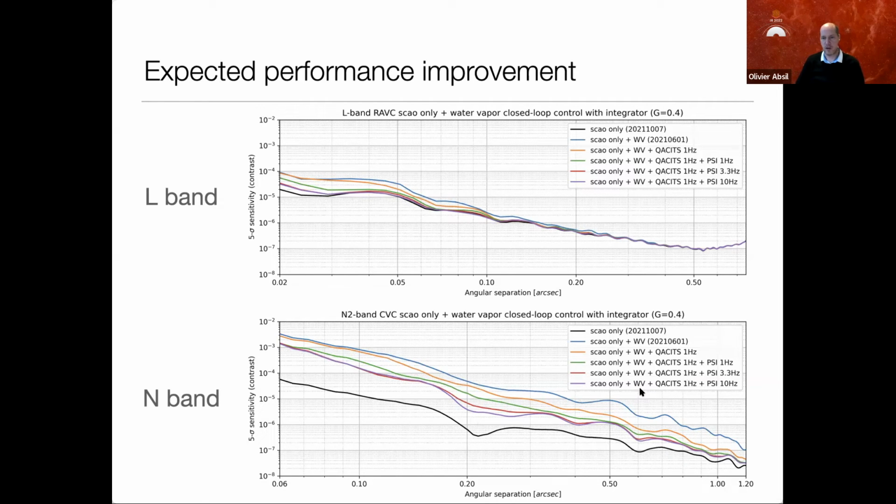And so these are just corrections at different frequencies. If we could go faster, this is what we would get, but probably we will be around the green curve there.